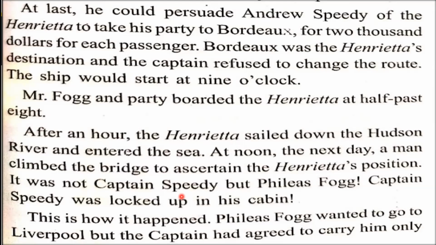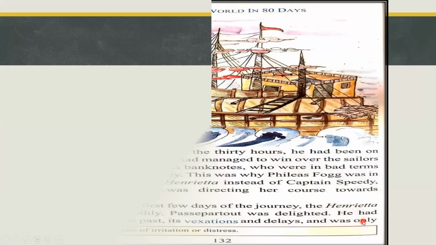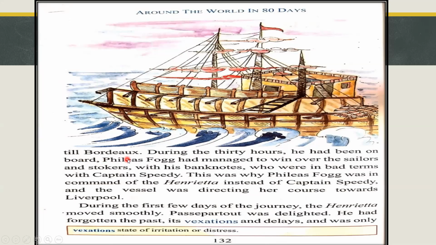But who was looking at the position of the Henrietta? It was Phileas Fogg, and Captain Speedy was locked up in his cabin. And who locked the captain? Definitely Phileas Fogg. This is how it happened. Phileas Fogg wanted to go to Liverpool, but the captain had agreed to carry him only till Bordeaux. Now here, dear students, as you know, Phileas Fogg wanted to go to Liverpool, but the captain refused to go to Liverpool. He said, "No, I will just go to Bordeaux." So that's why, might be, Phileas Fogg locked him in the cabin.